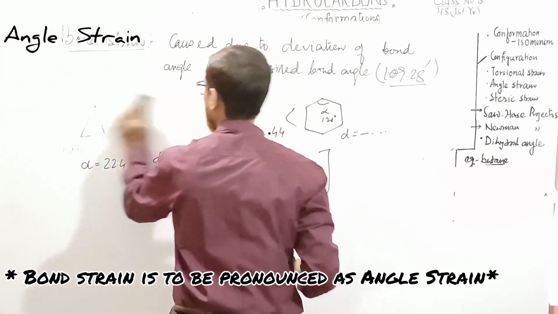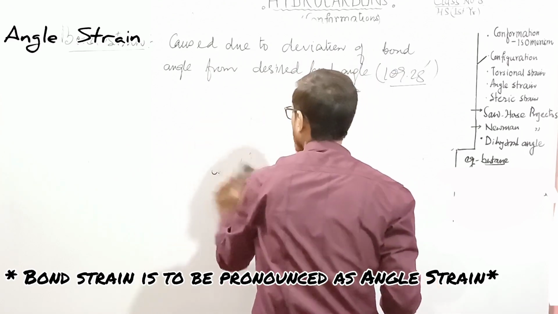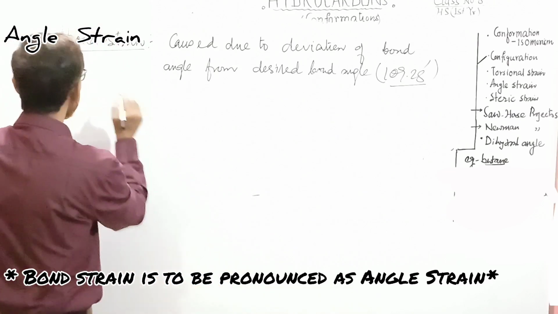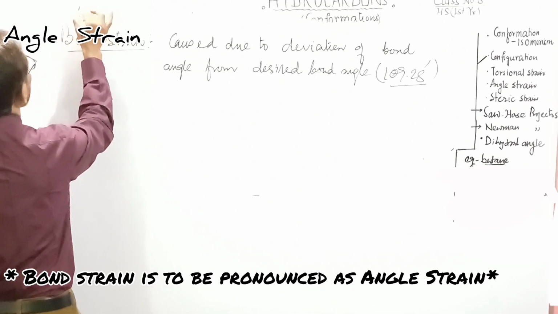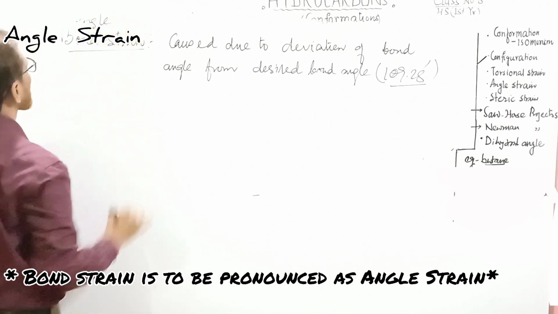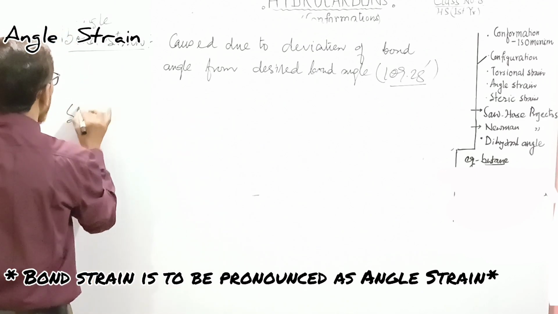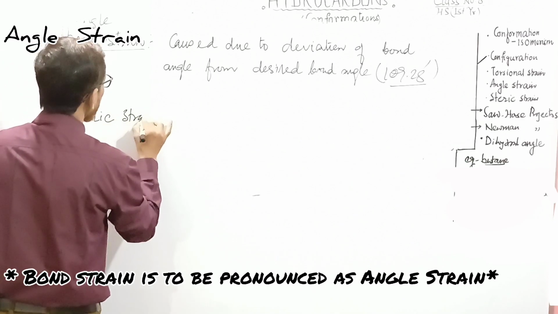Am I right? So now another one is again very important, and most of you don't know it. That is bond strain or angle strain. You can write it as angle strain. And another is static strain. Very often you have got this term, static strain.